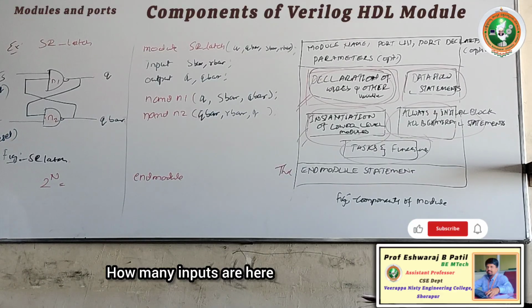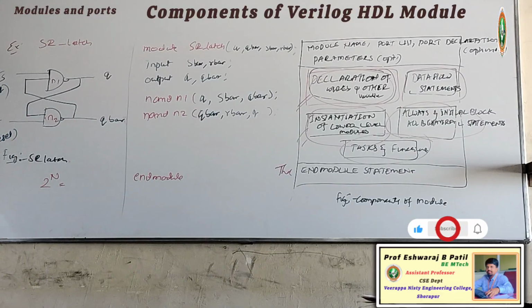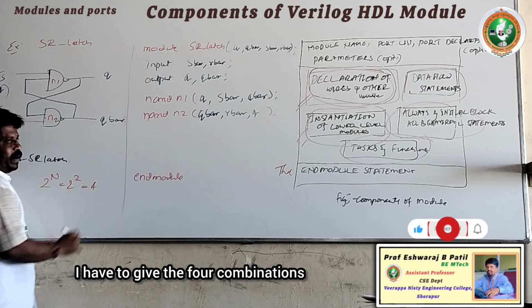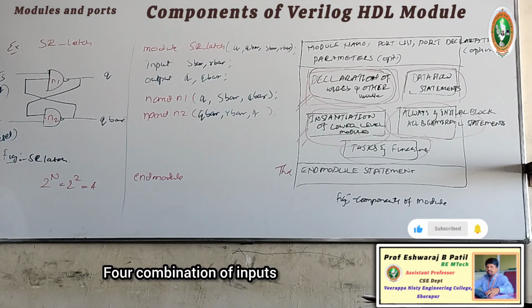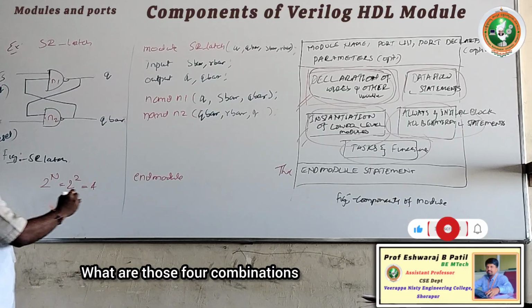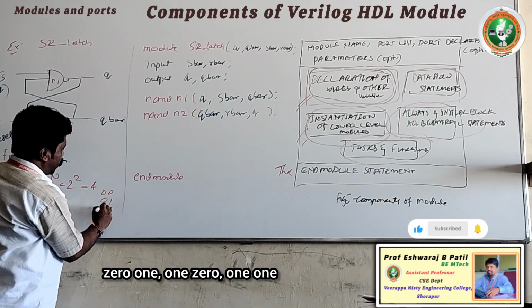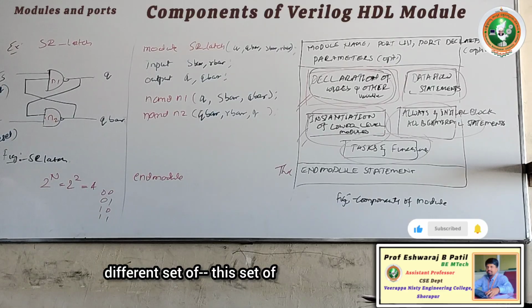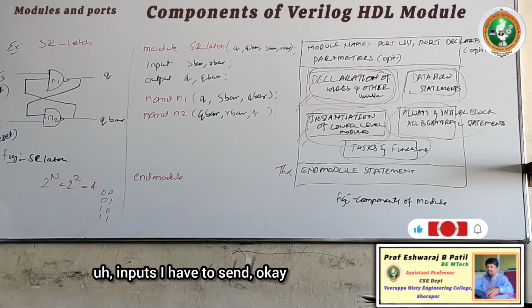How many inputs are here? 2 inputs are there. 2 to the power of 2 means how many? I have to give the 4 combinations of inputs. What are those 4 combinations? 0 0, 0 1, 1 0, 1 1. These 4 different sets of inputs I have to send.